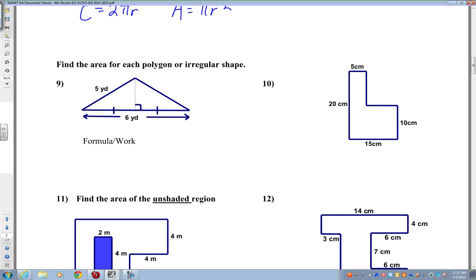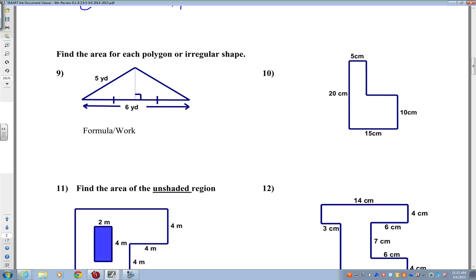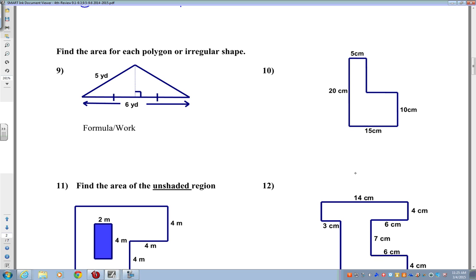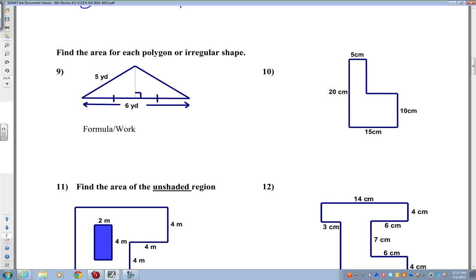All right, on number 9, what formula would you have to use? Because I'm not going to work this one out. For area, you would have to do base times height divided by 2. If you look at your picture, do you have the base? Do you have the height? The height is what you have to find. So what's happening to the base? It's split in half, so this would be 3 and 3. Now you have to use the Pythagorean theorem to find the height.